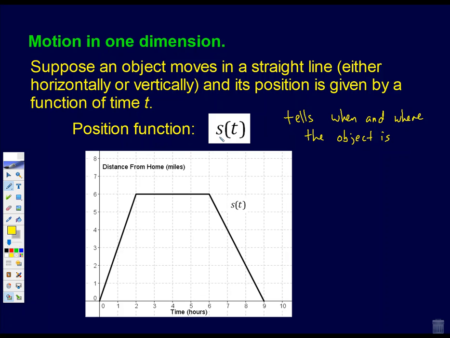Okay, so literally to evaluate the position function, like position function value at 3 is 6. The position function we often call S, and S of 3 is 6. That tells me at the time 3 hours, the position of the object was 6 miles from the starting point, or 6 miles from 0. Okay?